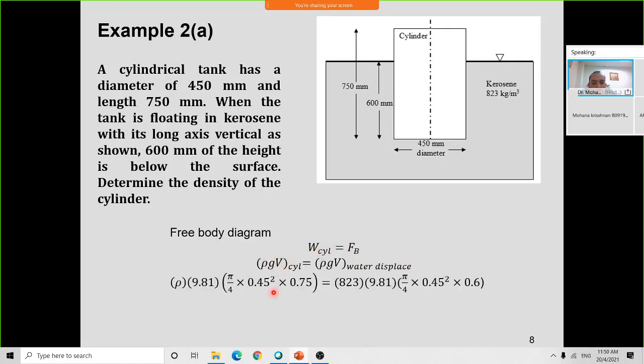So just include all the data that you have. You don't know the density of the cylinder. g is 9.81, and V for the cylinder is pi d squared over 4 times h. I hope everybody can remember.